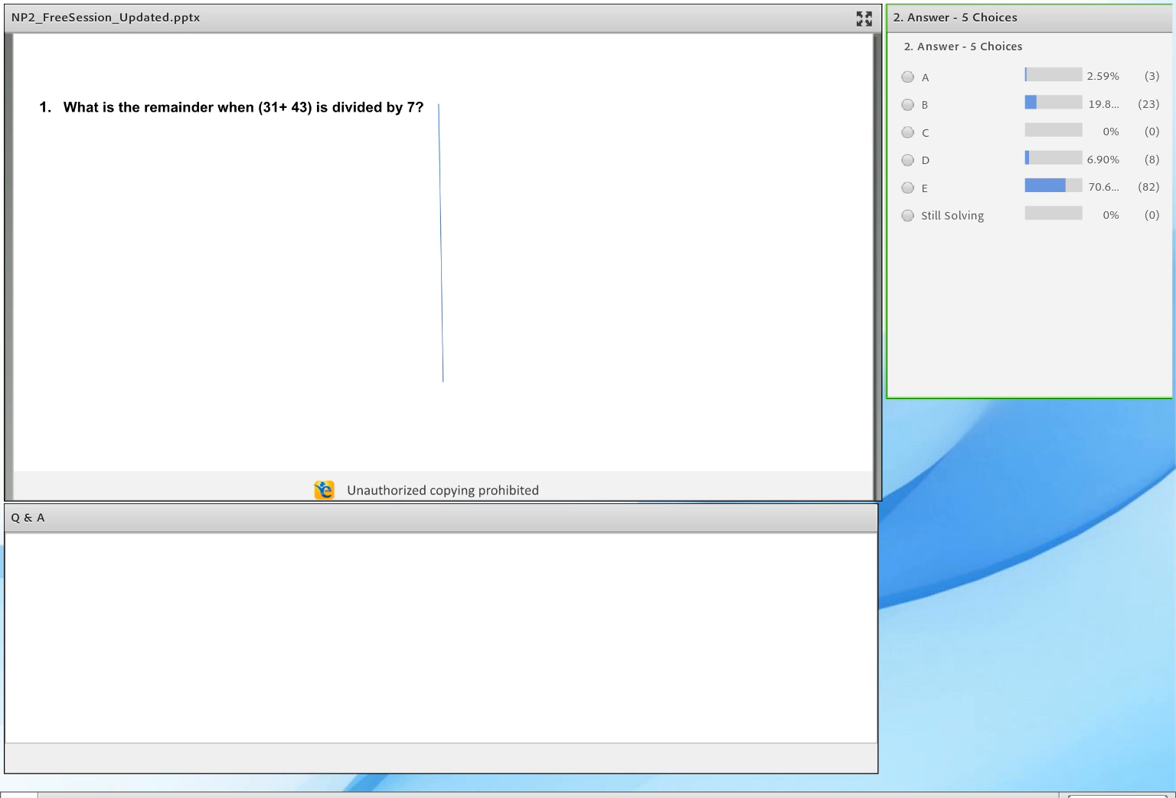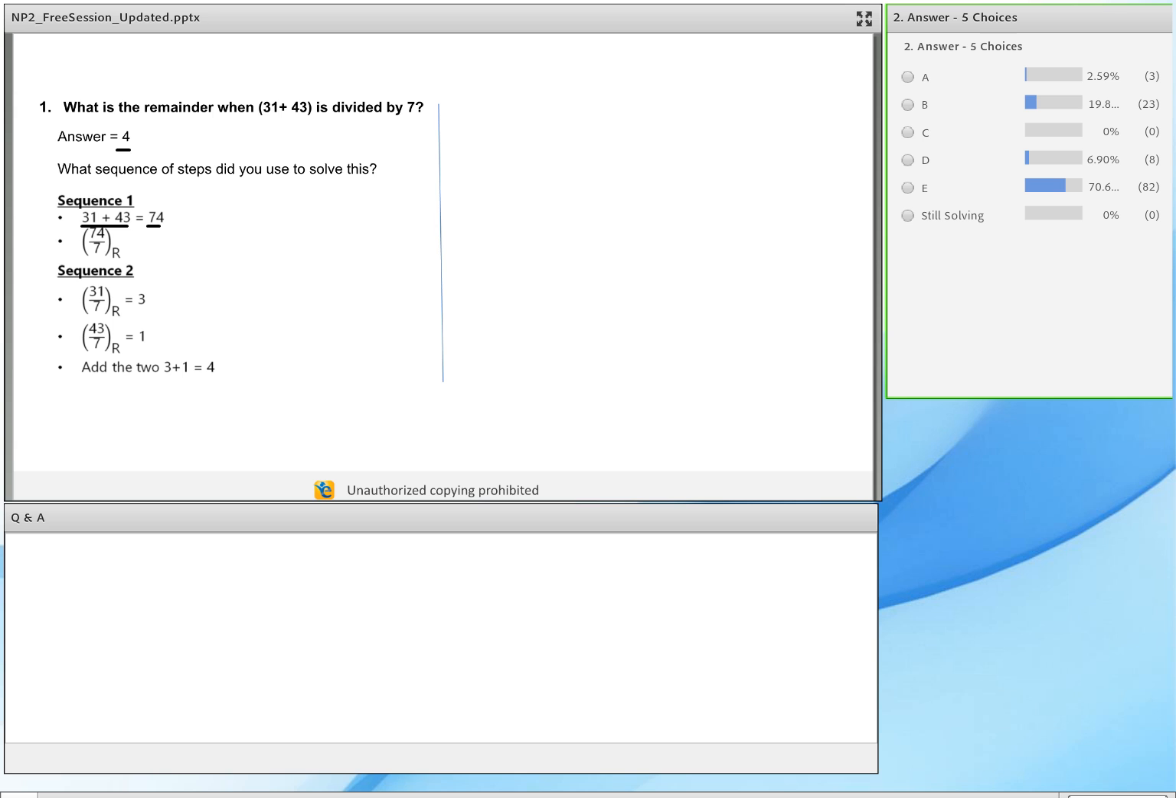So let's say if I were to ask you, what is the remainder when 31 plus 43 is divided by 7? And the answer over here is 4. Now let's understand how we can go about solving this. There are two ways to do this. One is you could add these two numbers. So 31 plus 43 is 74, and then I find the remainder of that. So 74 divided by 7, and I get the answer as 4.